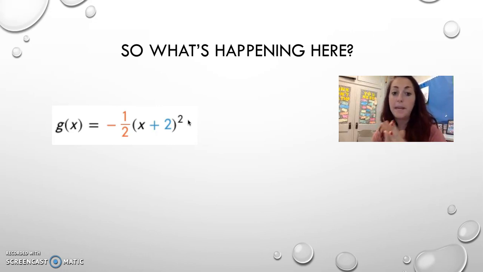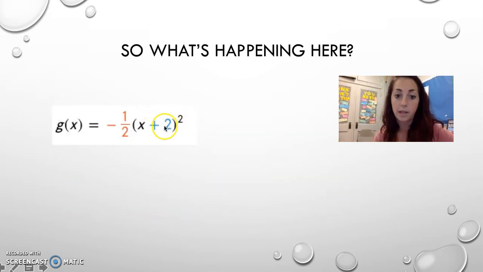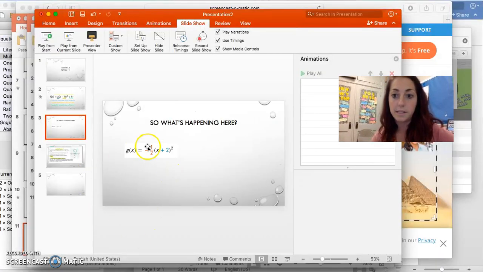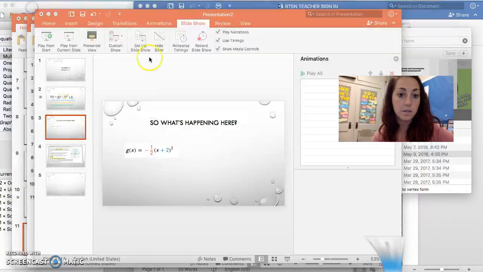That 2 being inside the parentheses, remember it was minus h. So you want to think about that, minus h. If there's already a minus here, what would the 2 look like? Minus, how do I get a plus? I have to have something. So I'm actually going to get out of here. Let's see if this still is working. I think it is. That's where I used to do the screen.